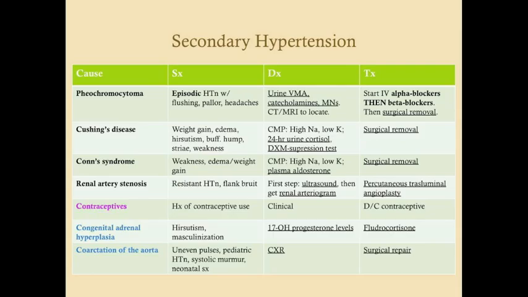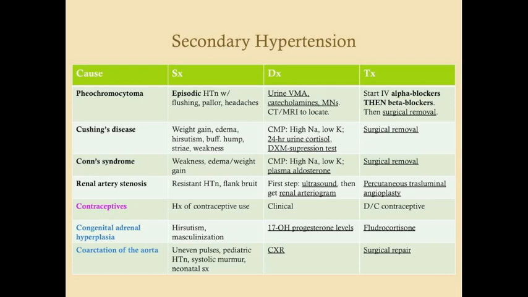So on complete metabolic profile, you're going to see a high plasma sodium and a low plasma potassium. That's certainly not diagnostic of Cushing's disease, so you're going to need to get additional tests. So you're going to be pushed towards Cushing's disease when you have striae, when you have hirsutism, when you have buffalo hump, and when you have weight gain.